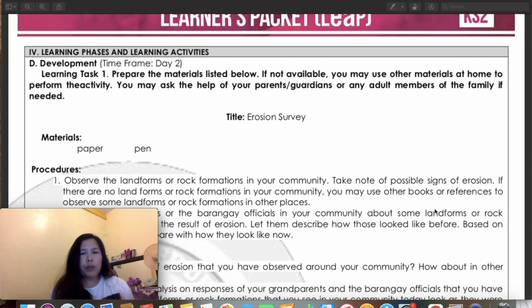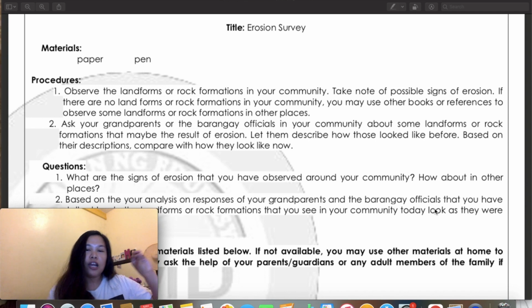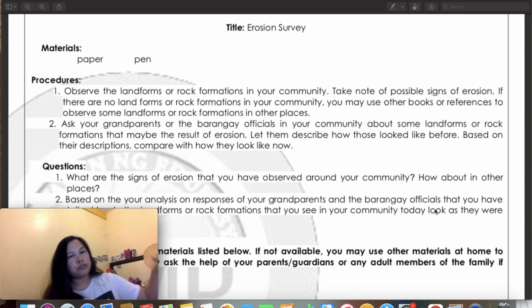Our activity title, Erosion Survey. Survey lang. So, yung materials na kailangan natin is papel and pen. So, you have to follow the procedure. Kailangan nyo lang i-observe yung mga landforms and rock formation sa inyong community. Dun sa atin sa school, kitang-kita na natin yan dito sa community dito sa Pasong Buhay. Shout out pala sa Pasong Buhay 1 and Pasong Buhay 2 na makikita na natin yung mga landforms.